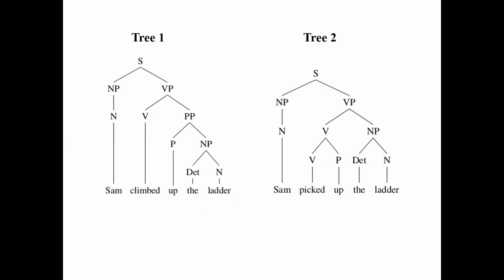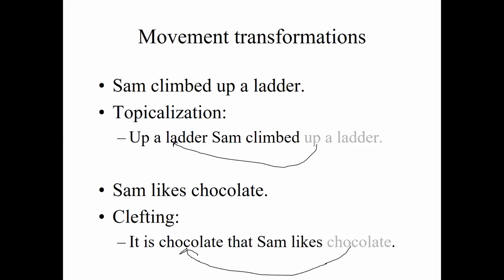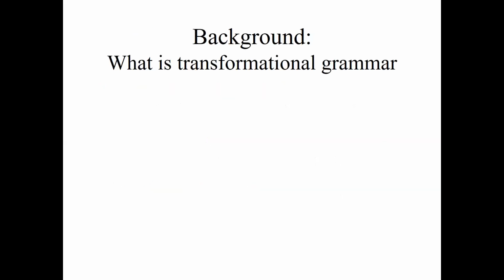So now we're going to talk about tests for constituency. And we are going to need to go into a background about transformational grammar. Although we will not be using transformational grammar, the metaphors of transformational grammar have influenced the terminology that we use. And so we use movement as a metaphor, and I want to explain why we do that.